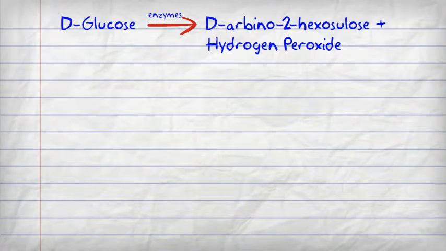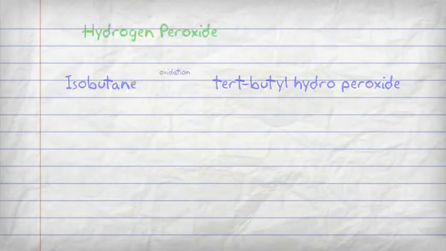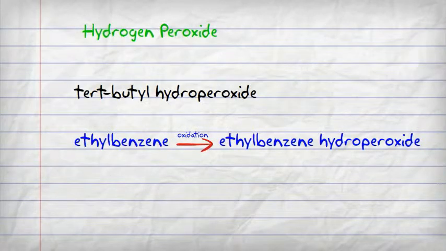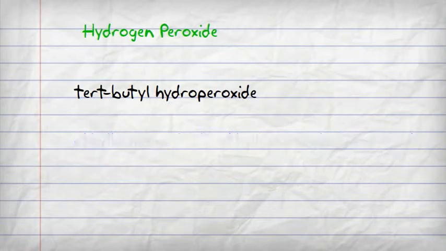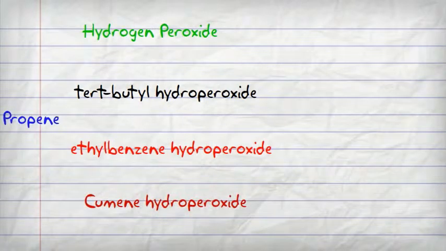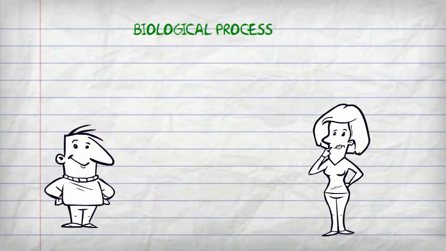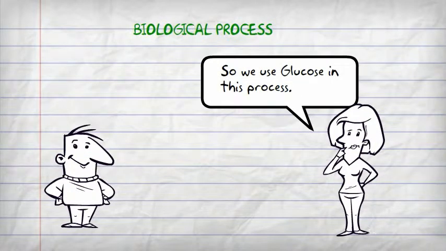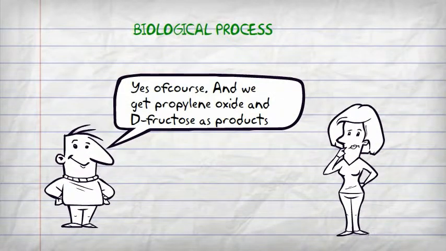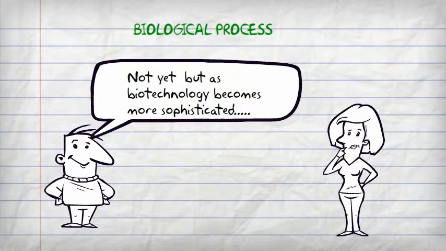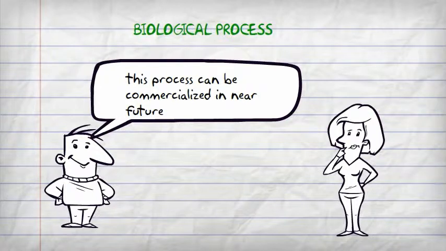Propylene can be reacted with different hydroperoxides, like hydrogen peroxide, tertiary butyl hydroperoxide, ethylbenzene hydroperoxide, and cumene hydroperoxide, and they all yield propylene oxide. Oh, so we use glucose in this process? Yes, of course, and we get propylene oxide and D-fructose as products. Great. So is this process commercialized? Not yet, but as biotechnology becomes more sophisticated, this process can be commercialized in the near future.